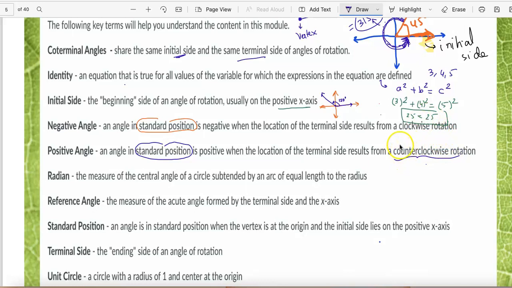Now this is a new word. What is a counterclockwise rotation and what is a clockwise rotation? Let's look over here. This is my clock. What I'm trying to do is draw a clock. It doesn't look like a clock, but we'll still pretend this is a clock.